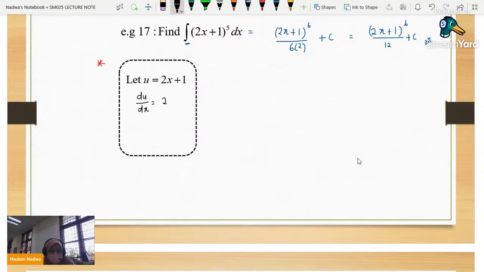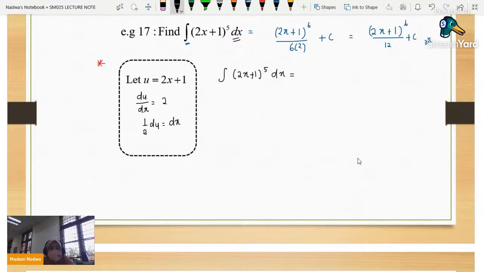Okay. So dekat sini kita ada 1 over 2 du. Kalau saya susun balik, sama dengan dx. Mana datang line yang ketiga ni? Dx ni saya cuma bawa naik atas, 2 ni saya cuma bawa turun bawah, sebab saya nak tengok dx ni sama dengan apa. So our original function is integration of 2x plus 1 to the power of 5 dx.